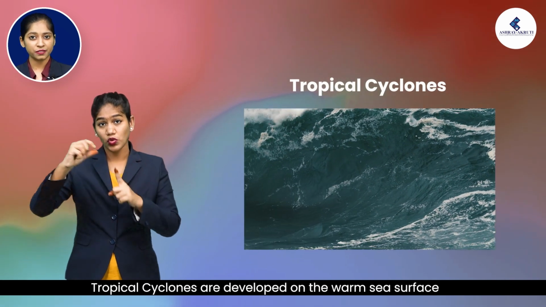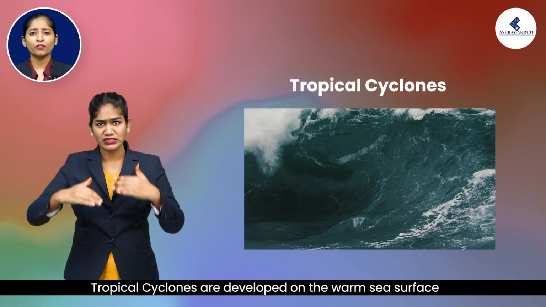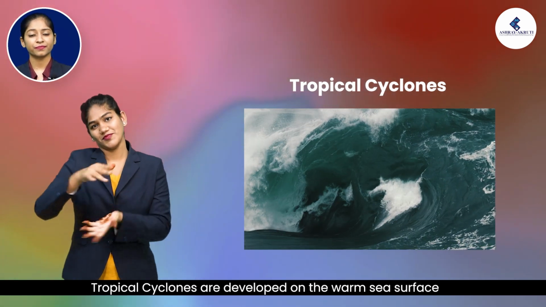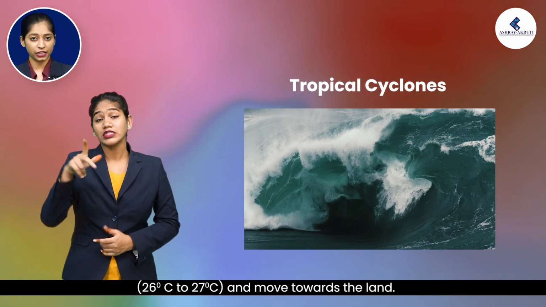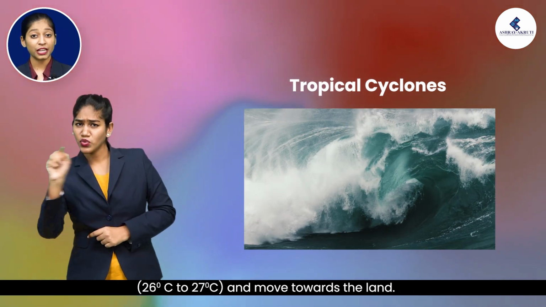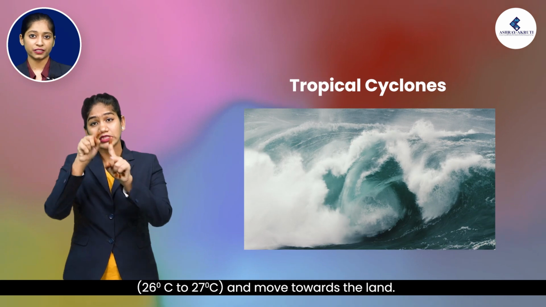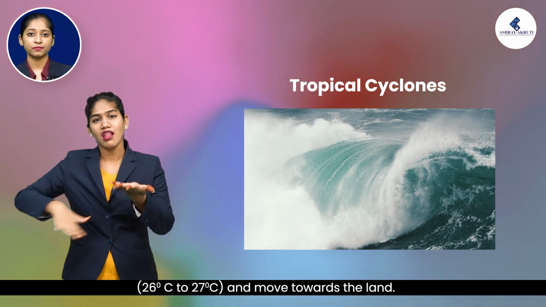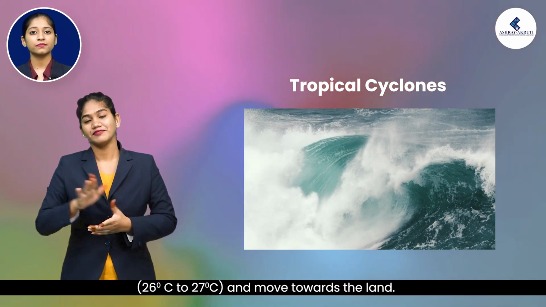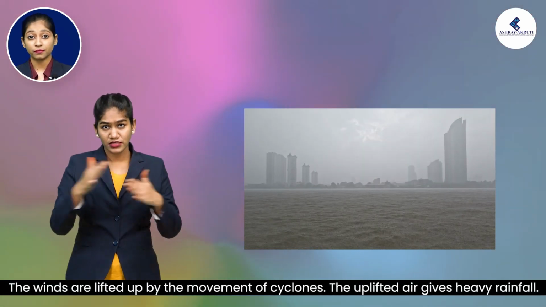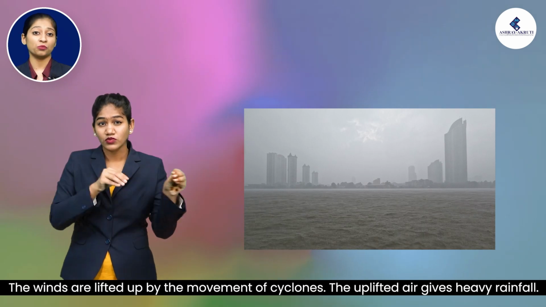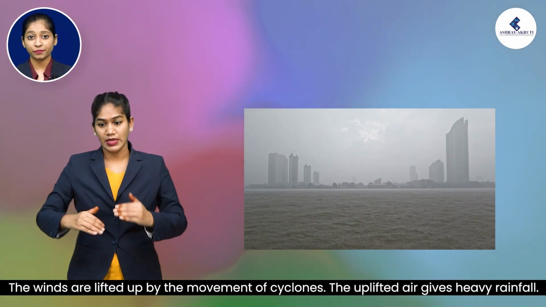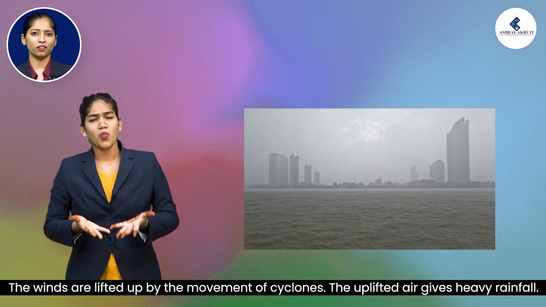Tropical cyclones develop on the warm sea surface, 26 to 27 degrees Celsius, and move towards the land. The winds are lifted up by the movement of cyclones. The uplifted air gives heavy rainfall.